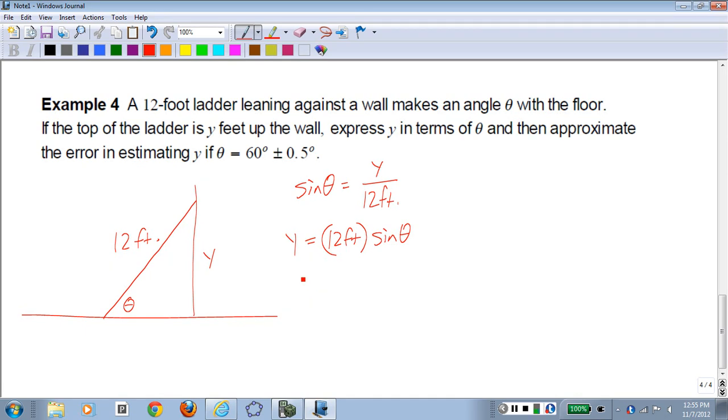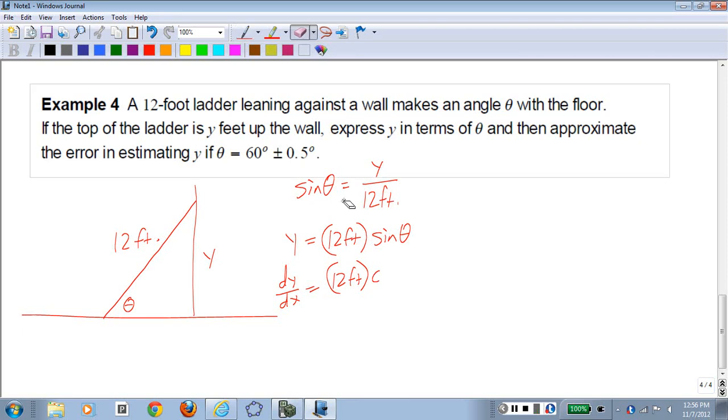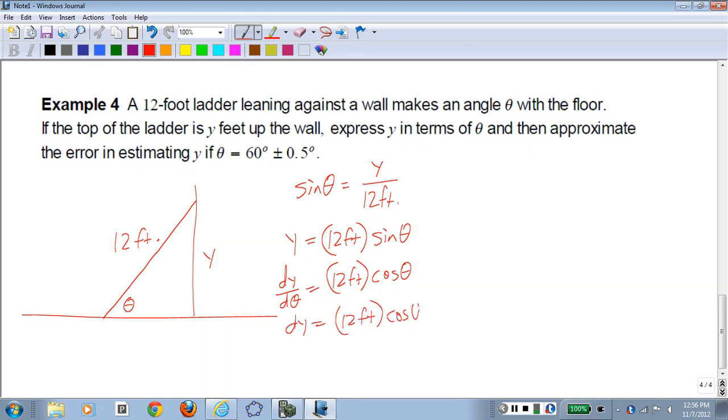Let's calculate dy and use that as an estimation of delta y, how far off we may be with these values. So dy d theta equals 12 feet times the cosine of theta. So dy equals 12 feet times the cosine of theta d theta.